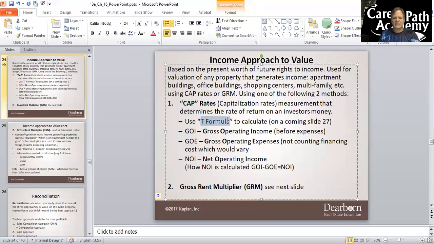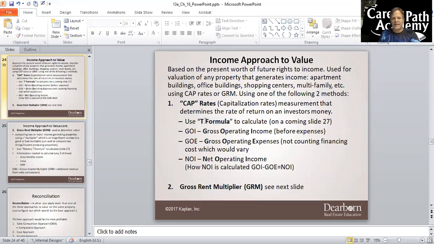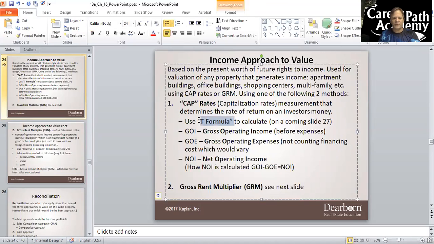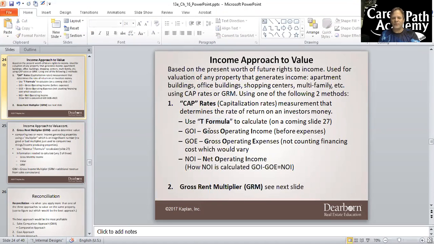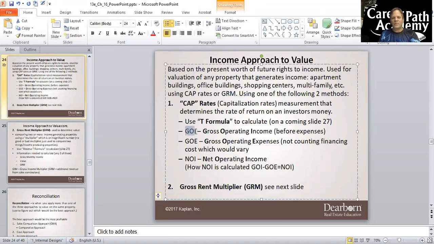All right, so you're going to be using that T formula, which I'm going to teach you as a handy little tool. You could also use this for calculating your commissions and several math problems. Now, you have to learn some terminology first. GOI stands for gross operating income, that's your income before expenses. GOE, gross operating expenses, that's your expenses. If you subtract your expenses from your income, you're left with the net operating income, or NOI.